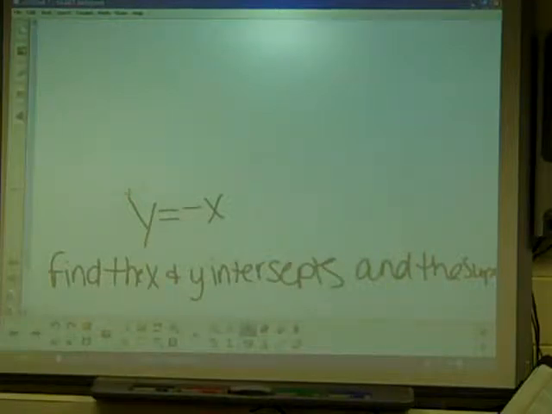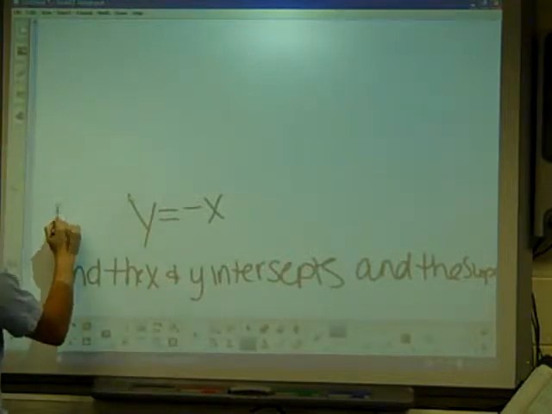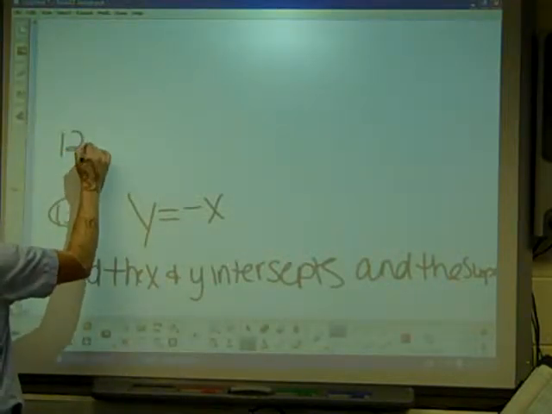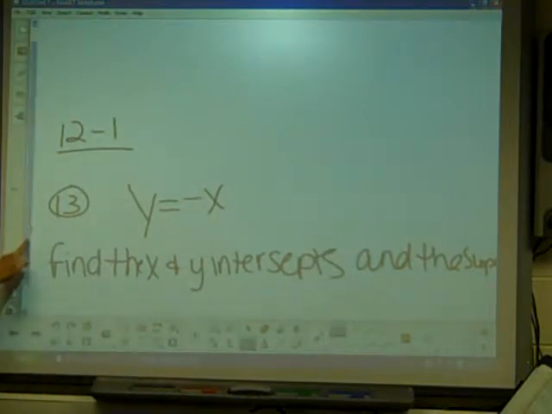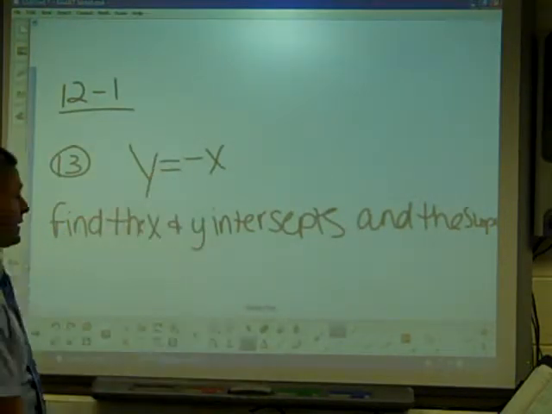All right, so let's talk about lesson 12.2, or 12.1. This is number 13 in 12.1. Find the x and y intercepts and the slope. We have a line here.